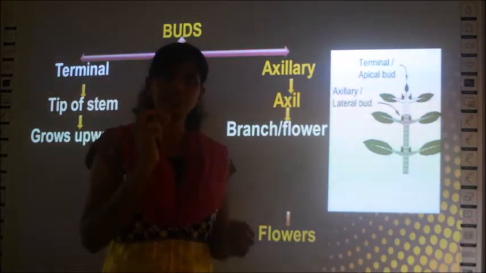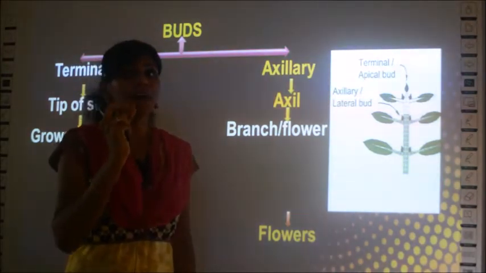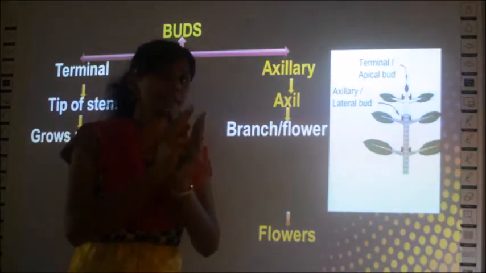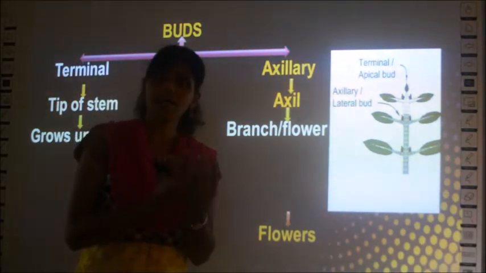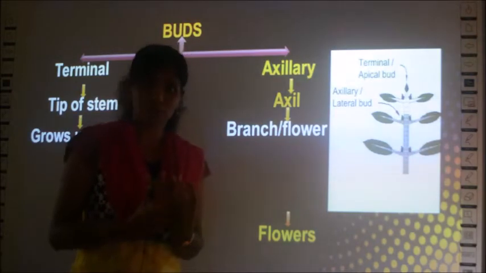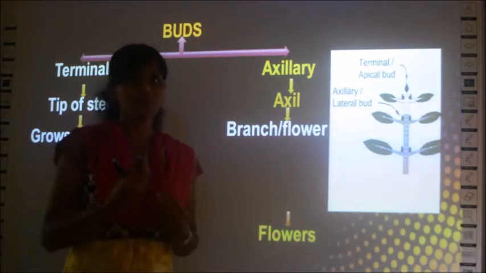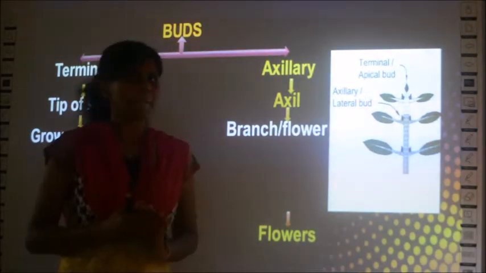So even if there is going to be a branch also, it will appear like a bud. Okay, so buds do not always lead to flowers, which means not all buds are going to become flowers, because buds can also become a leaf or a branch, but when you see it, it will appear like a bud only.